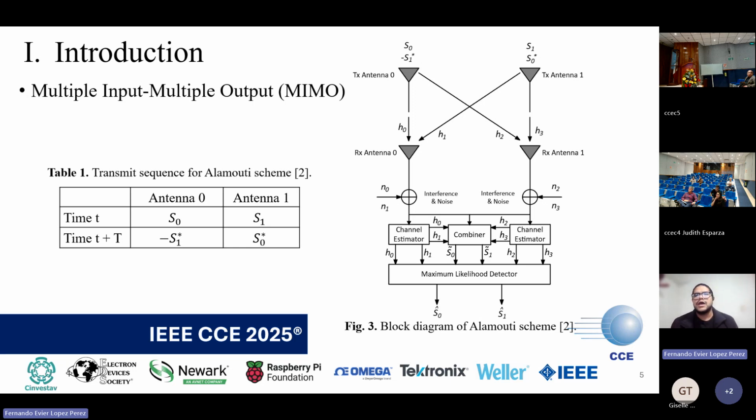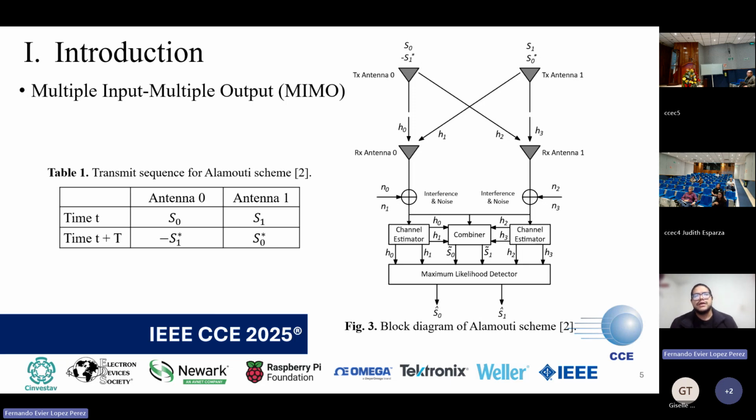Next, we also use multiple input, multiple output technologies, specifically the Alamouti scheme. For this scheme, we have the block diagram in figure 3. We can see that we have 2 transmit antennas and 2 receive antennas. Essentially, we're using the transmit sequence shown in table 1 to introduce redundancy into the system so that we can later on detect errors or mistakes in the transmission of the information.